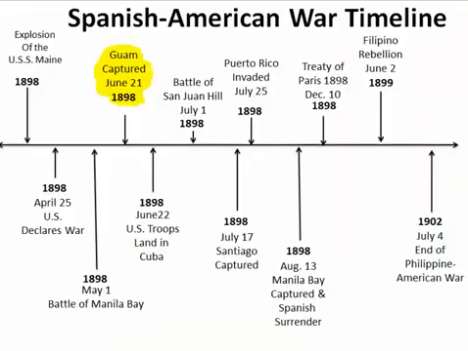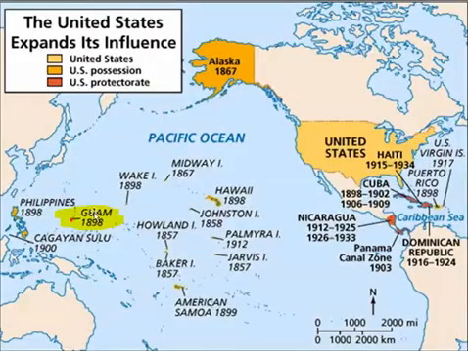Okay. So Guam is captured on June 21st. And if we look, Guam is right here. I've highlighted it for you and put a little red mark there for you so you can see it. So in 1898, we capture Guam.